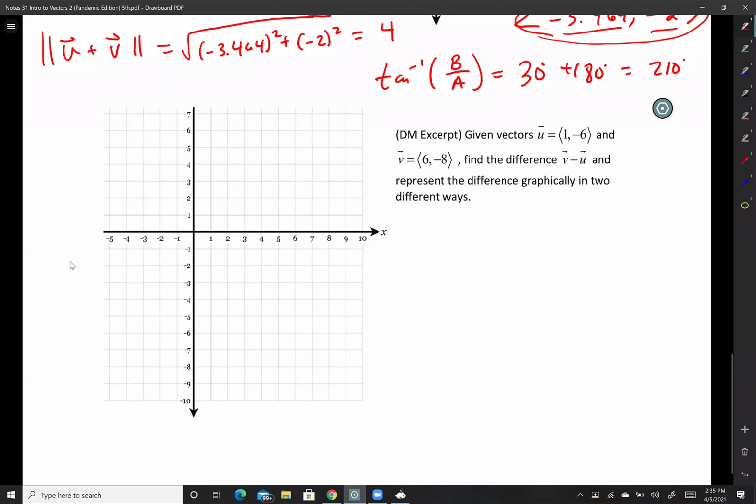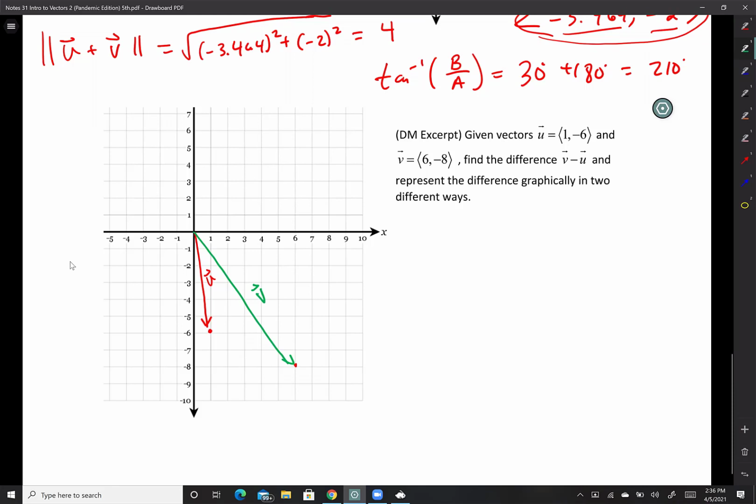So vector u is 1, negative 6. This red one right there, that's vector u. Vector v is 6, comma, negative 8. This green one here is vector v.